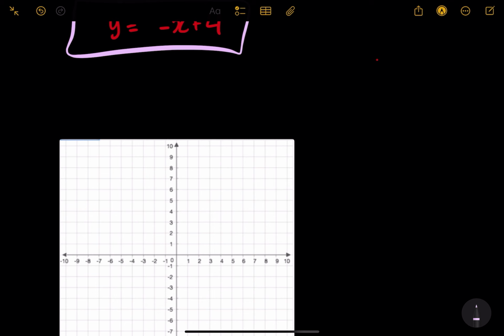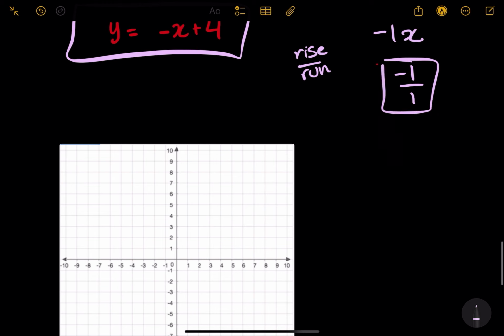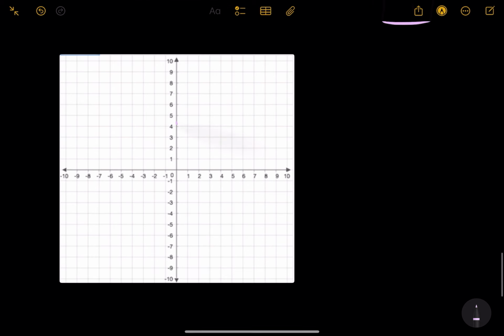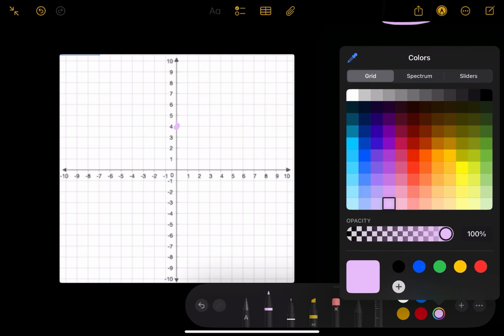Personally, I don't really like to do the plug-in method, so I would use the rise over run. The negative here, we think of that as -1x. That means -1 over 1. So -1 over 1. Our y-intercept is 4. So let's start with that. I think I should use a darker color. Let's use that one.